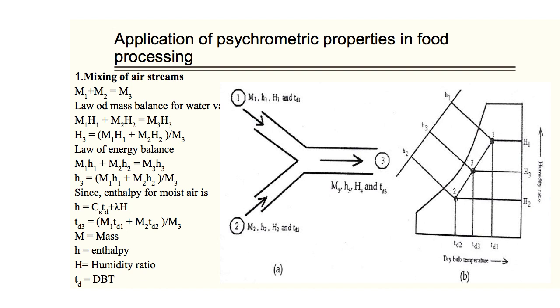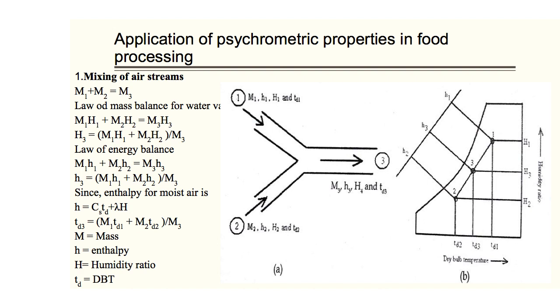Here we can put m3 as m1 plus m2, and when we do the energy balance, we find m1 into h1 plus m2 into h2 equals m3 into h3, and the enthalpy of outlet air is formulated as h3 equals m1 into h1 plus m2 into h2 divided by m3. And here also we can put the value of m3 as m1 plus m2.